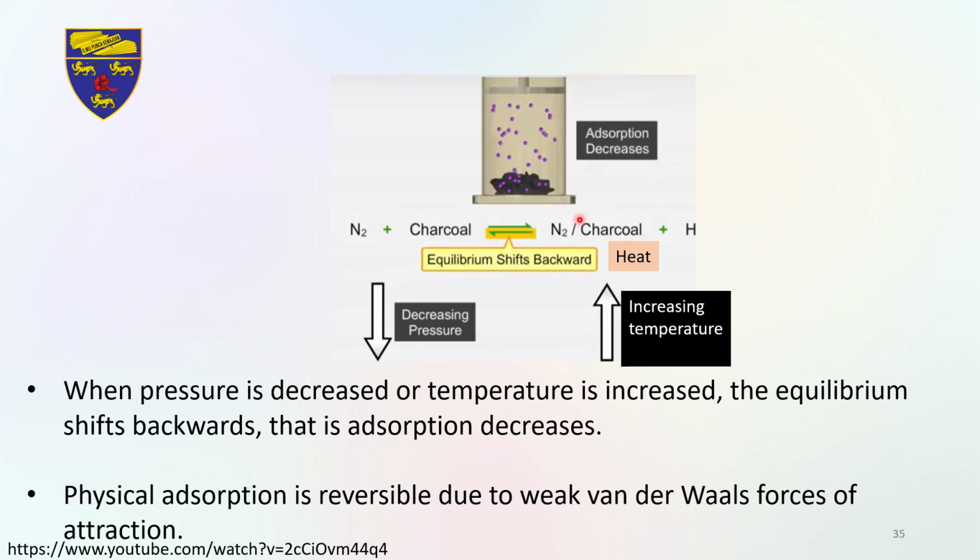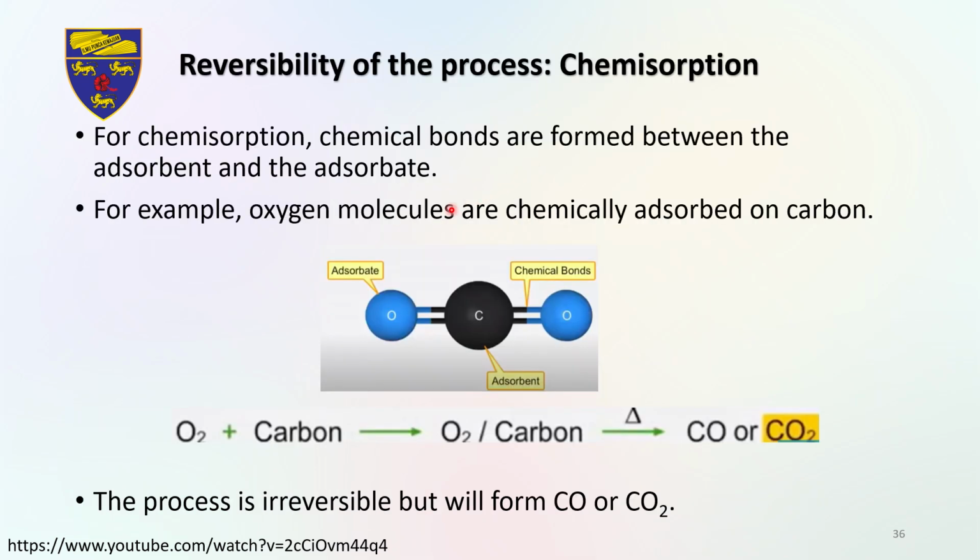Physical adsorption is reversible due to the weak van der Waals forces of attraction between the adsorbate and the adsorbent. Unlike physisorption, chemisorption is usually irreversible because of the strong chemical bonds formed between the adsorbate and the adsorbent. For example, oxygen gas is chemically adsorbed on carbon. When we heat up the surface, the oxygen doesn't just come off as oxygen gas. Instead, it will turn into carbon monoxide and carbon dioxide. So chemisorption is an irreversible process.